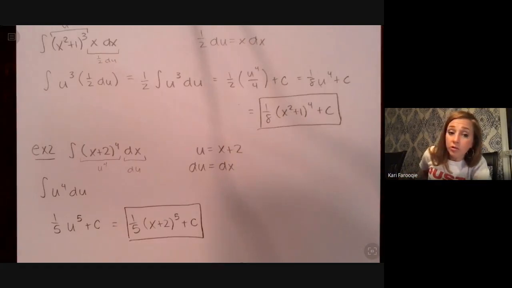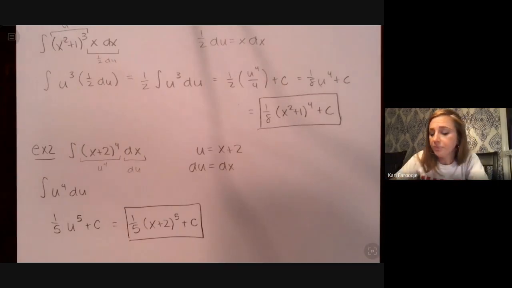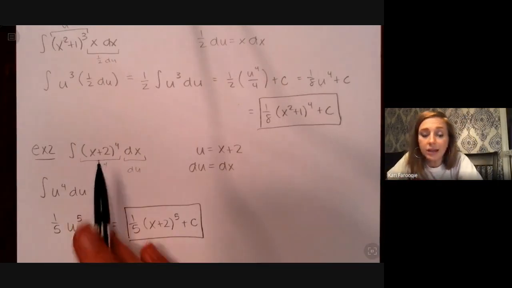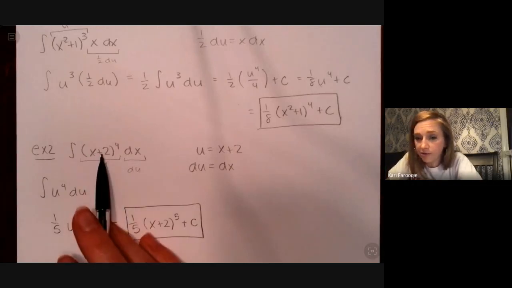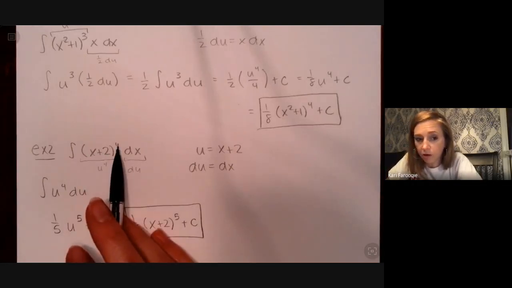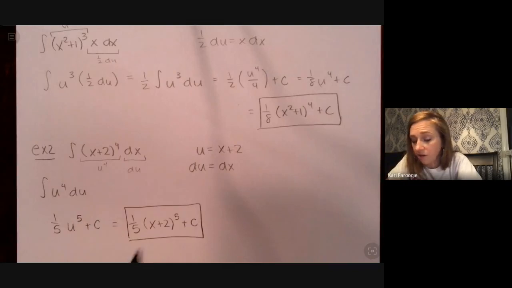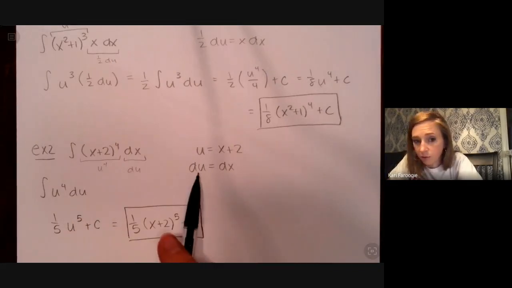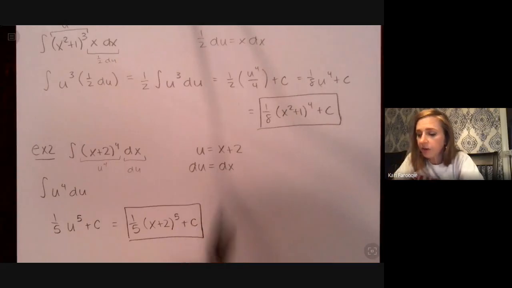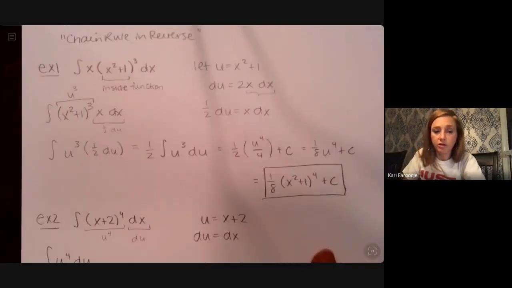Now I want you to notice the difference between example 1 and example 2. The main difference here is that for example 2, even though it looks like all you had to do was increase the power by 1 and divide by the new power, essentially that was what you did, that only worked because du was 1 dx. That would not have worked in example 1.